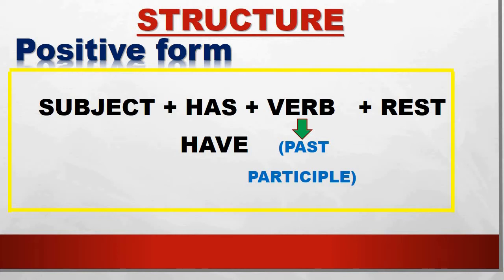First, you have to write the subject, then has or have, then verb. Verb means past participle, then rest. Keep in your mind, this structure is very important. So, if you are writing a sentence in present perfect tense, you have to use this form.